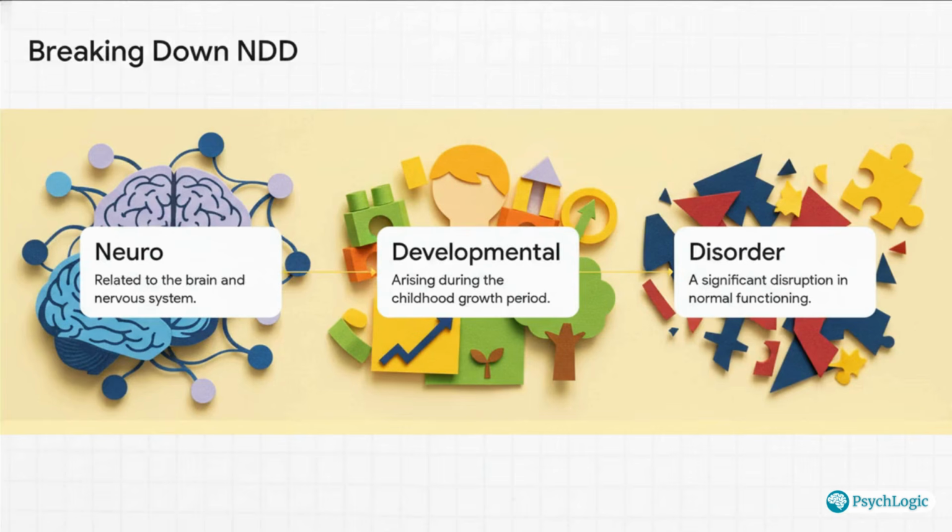And you know, we can actually break the term down to make it even clearer. Neuro, well, that's pretty straightforward. It's all about the brain and the nervous system. Developmental tells us when this all happens, during that supercritical growth period in childhood. And then disorder, that's the final crucial piece. It means there's a significant disruption in what we'd consider typical functioning. You put all three together, and boom, you've got the whole picture.